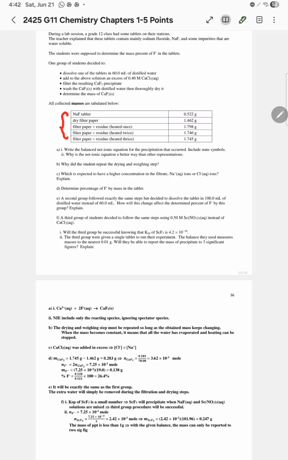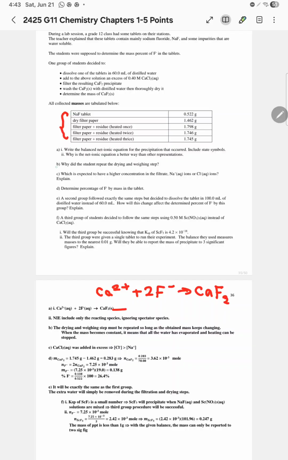And yeah, write the balanced net ionic equation for the precipitation that occurred, which is adding the Ca to the NaF. So we know that it produces a CaF2 precipitate. So the only two ions that we need are Ca2+ and 2F- gives you CaF2. And that is it. Of course, add your state symbols, the solid, liquid. I forgot their state symbols. Add the state symbols, of course.